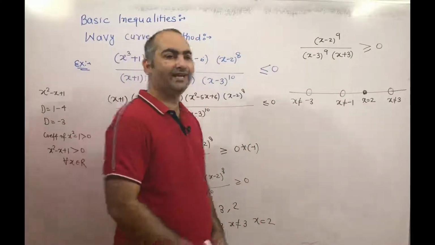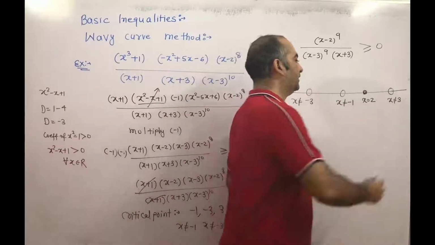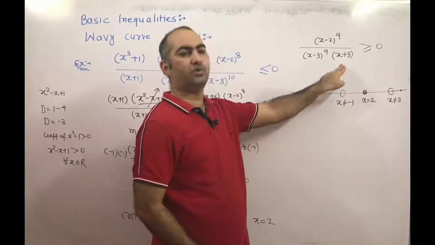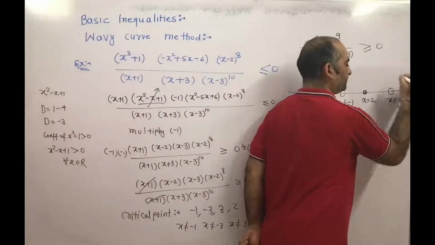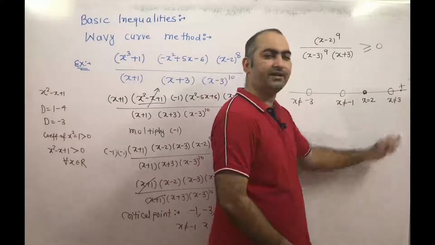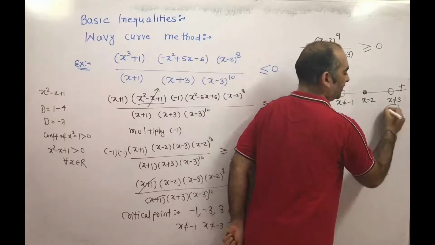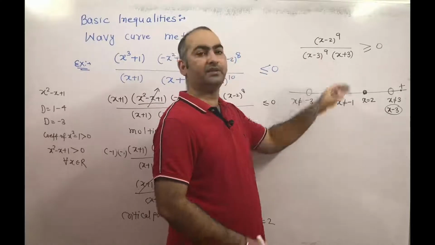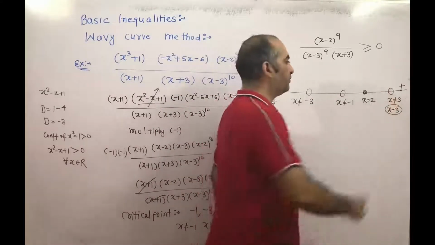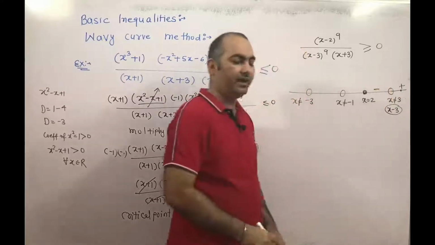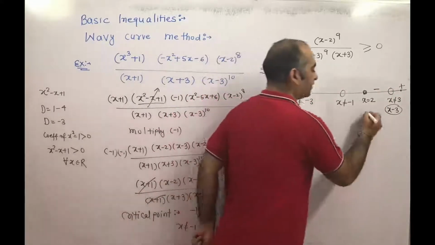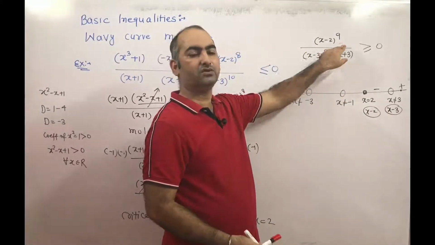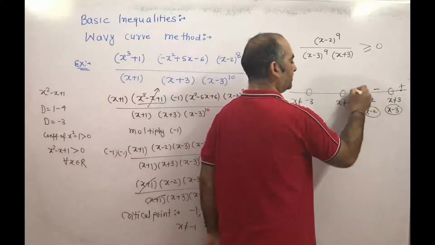Now we take a point on the right hand side, so you can take 4. If you put 4 here, this is positive, this is positive, this is positive, so this side will be positive. If I take 3 this side, x minus 3 has an odd power, so the sign changes from positive to negative. Then x equal to 2: the factor x minus 2 has power 9, which is odd, so the sign changes, and this negative becomes positive.